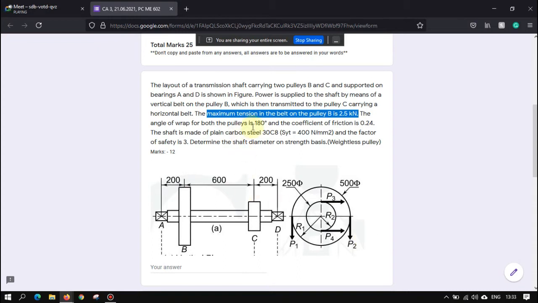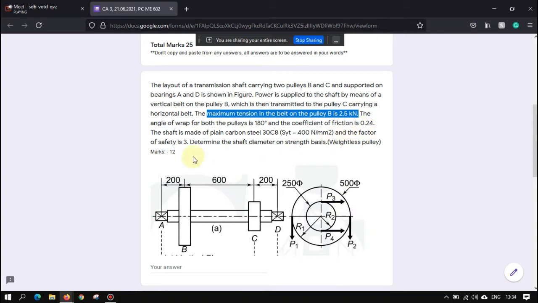So this belt is wrapped at an angle of 180 degree, as I think Balaram has told earlier. The same as I have shown you, entirely 180 degree. Fine, it is 180 degree wrapped. Coefficient of friction is 0.24, that is, the friction between the belt and the pulley is 0.24.